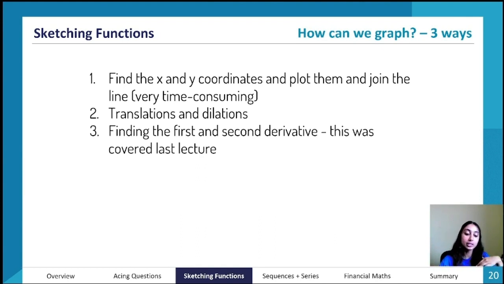The other method is translations and dilations. So you know the actual shape of the curve and you can move it this way and that way. And then the third way is through finding the first and the second derivatives. The third way we will not be going through in this lecture. You'll have access to the January lectures, however, when I did go through this. So if you're not sure how to do it, or if your class has now started doing differentiation and you want to recap all that stuff during the holidays, I highly recommend going to the January lecture.